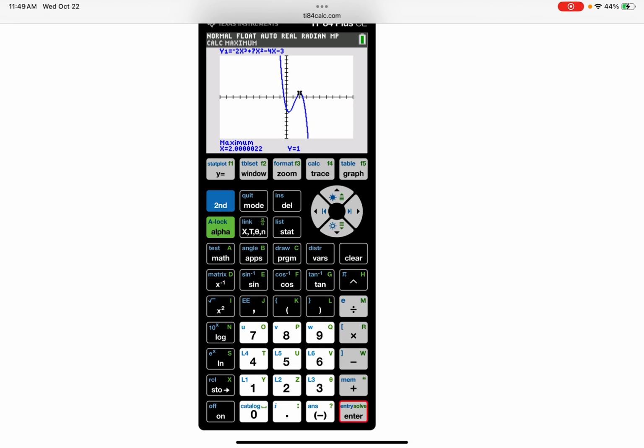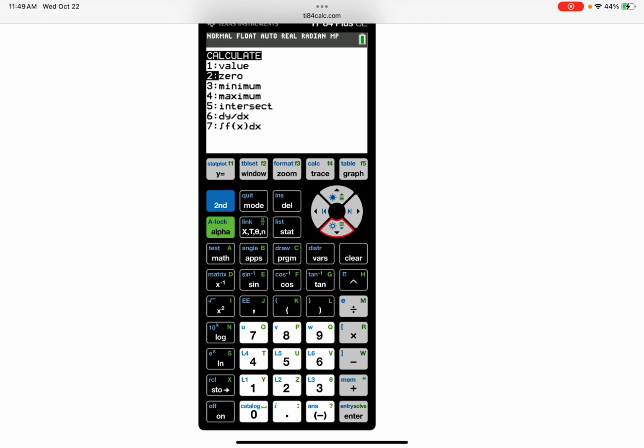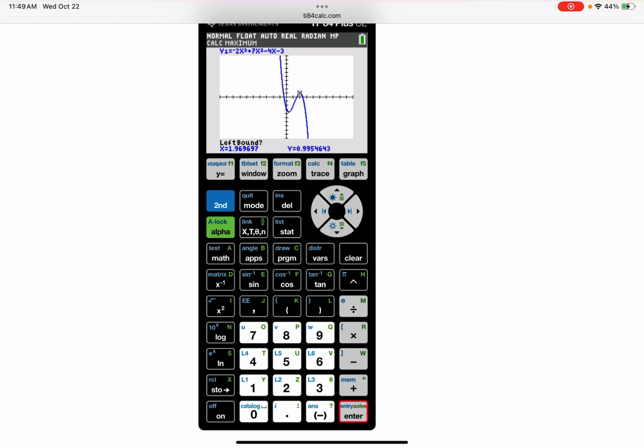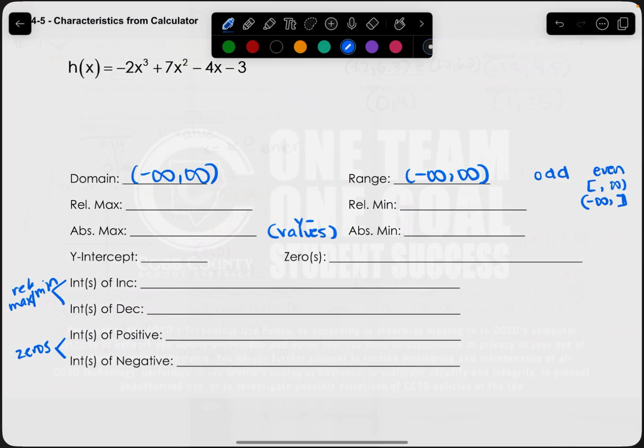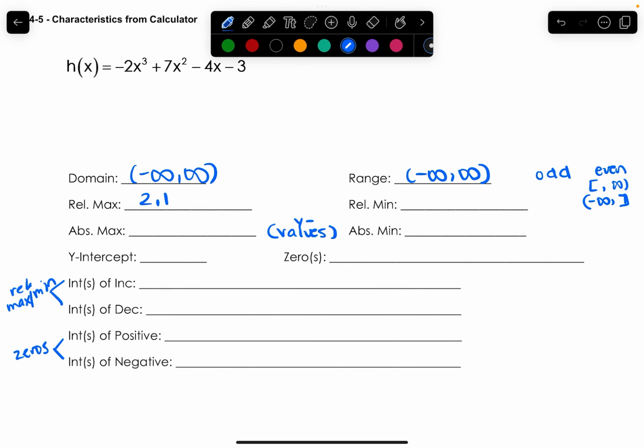Okay? Now, this one has a lot of decimals. If I had done the maximum, if I had gotten it a little closer and I didn't go so far, it probably would have given me exactly 2, 1. Okay? So that's my max, 2, 1.